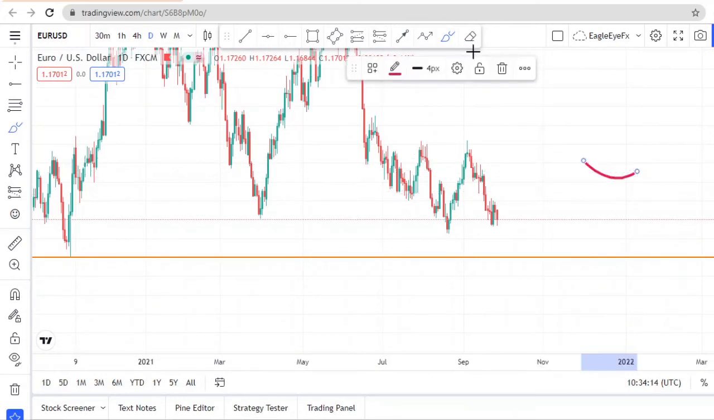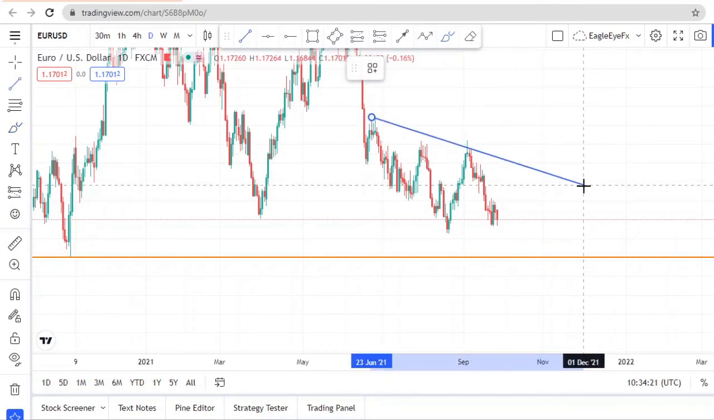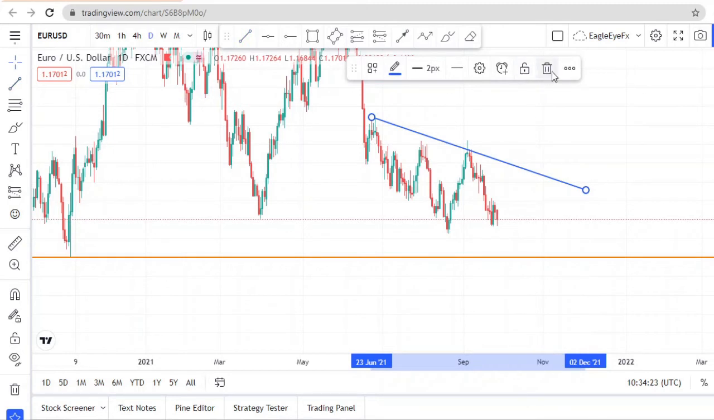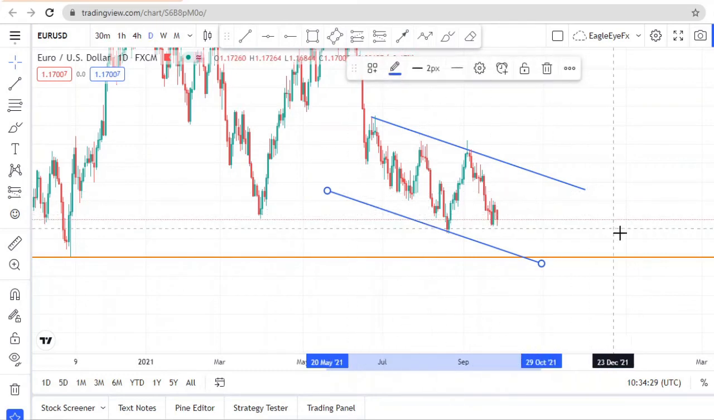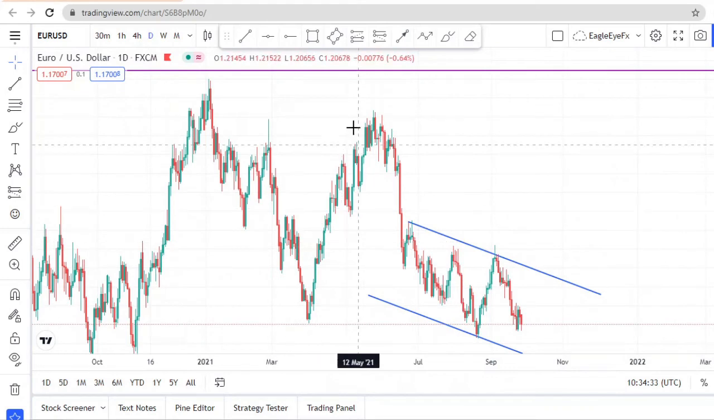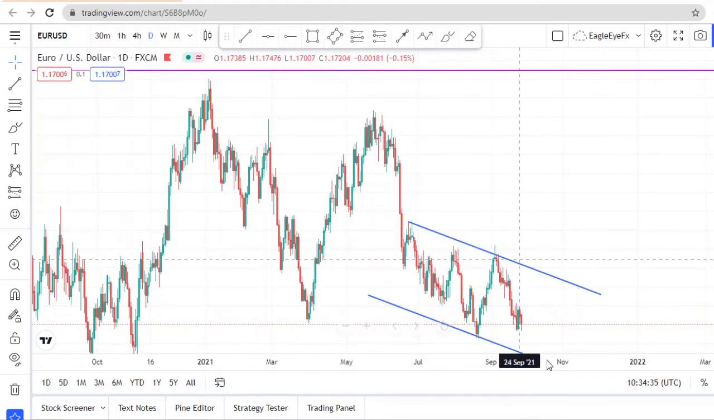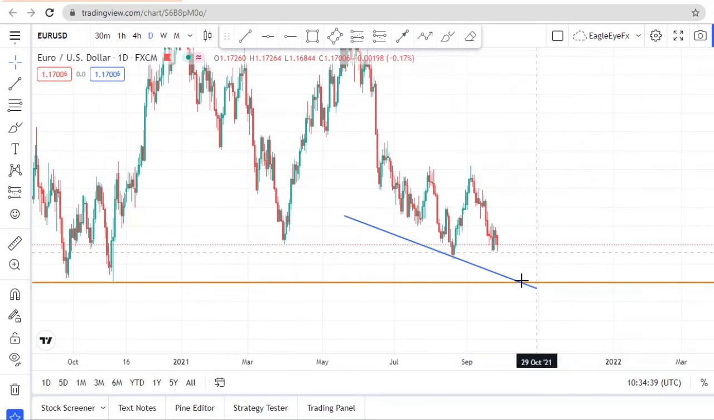So on the daily time frame, already you can see that there is a bearish movement to the downside. The market is trying to, but it's consolidating, moving down.